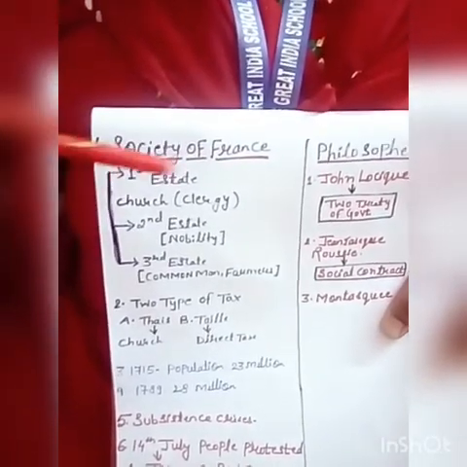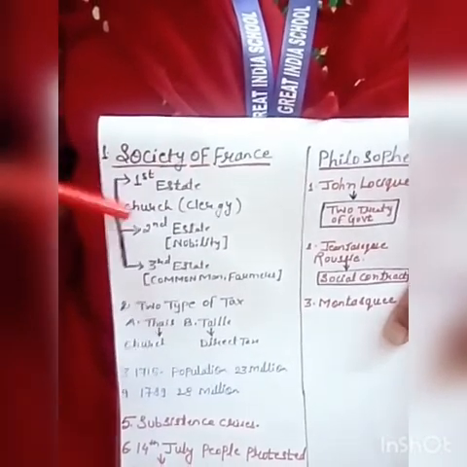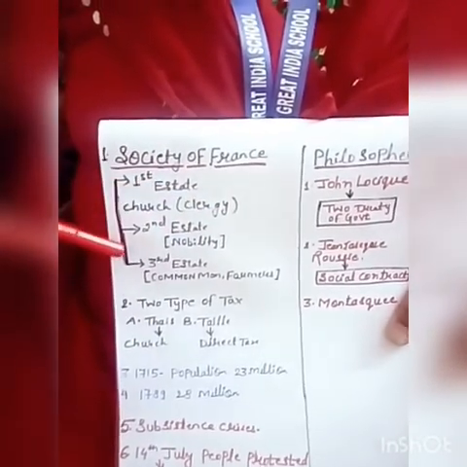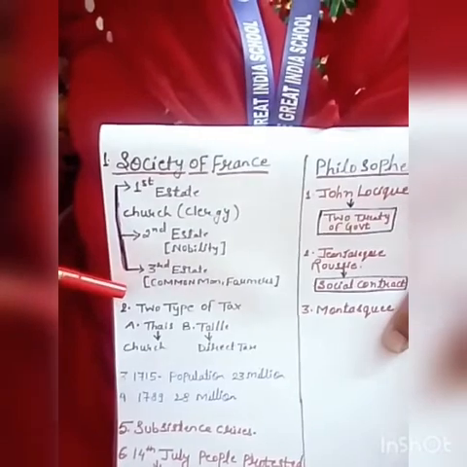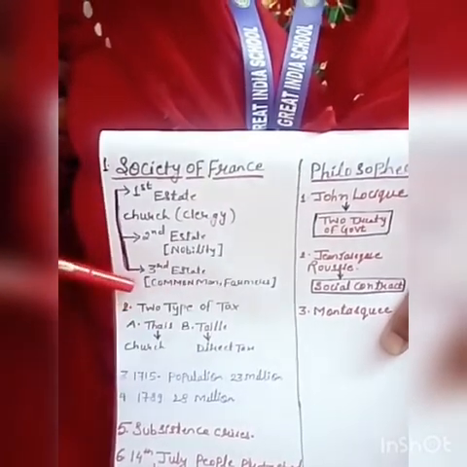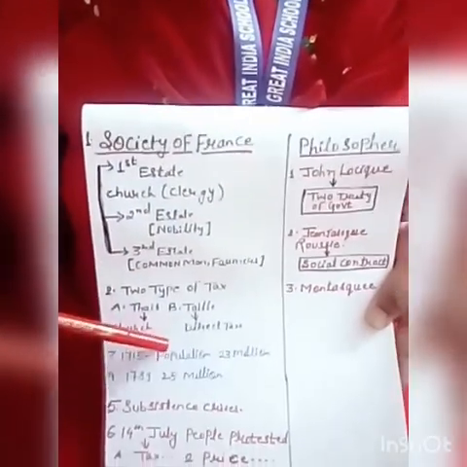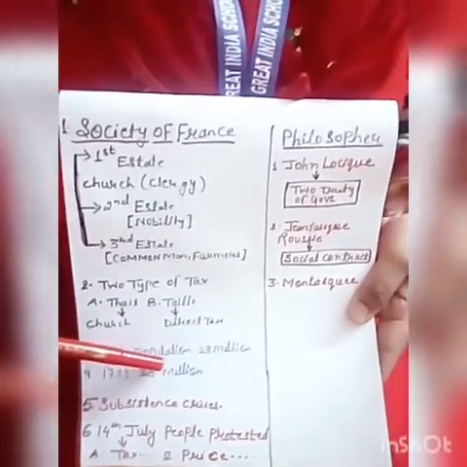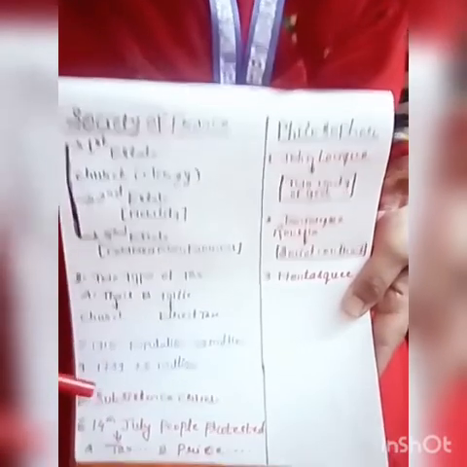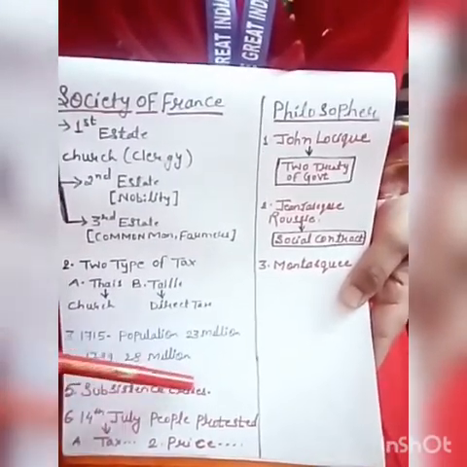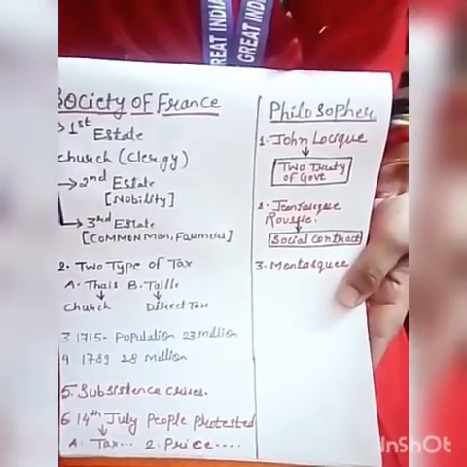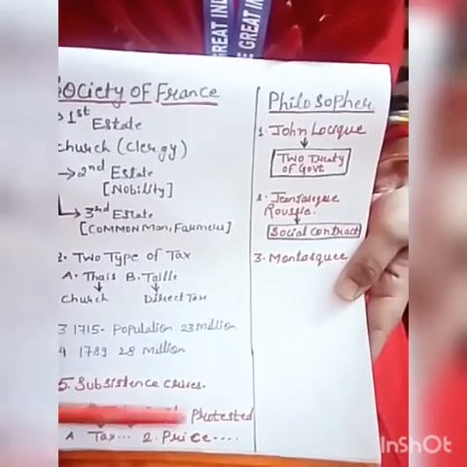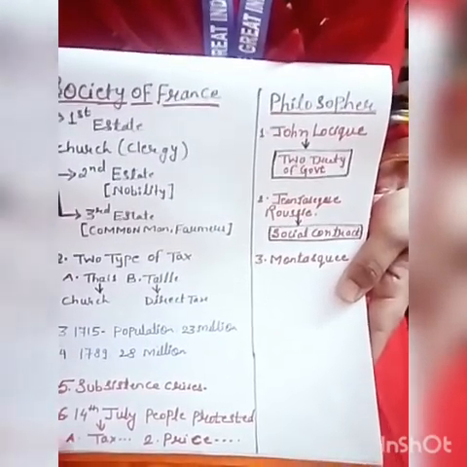The first state known as clergy, the second state known as nobility and the third state. Two types of taxes were thesis and tele. In 1715 the population of France was 23 million and by 1789 it reached 28 million. Subsistence crisis means where the basic needs cannot be fulfilled. On 14 July, the people decided to protest. The reason was the tax and the price.